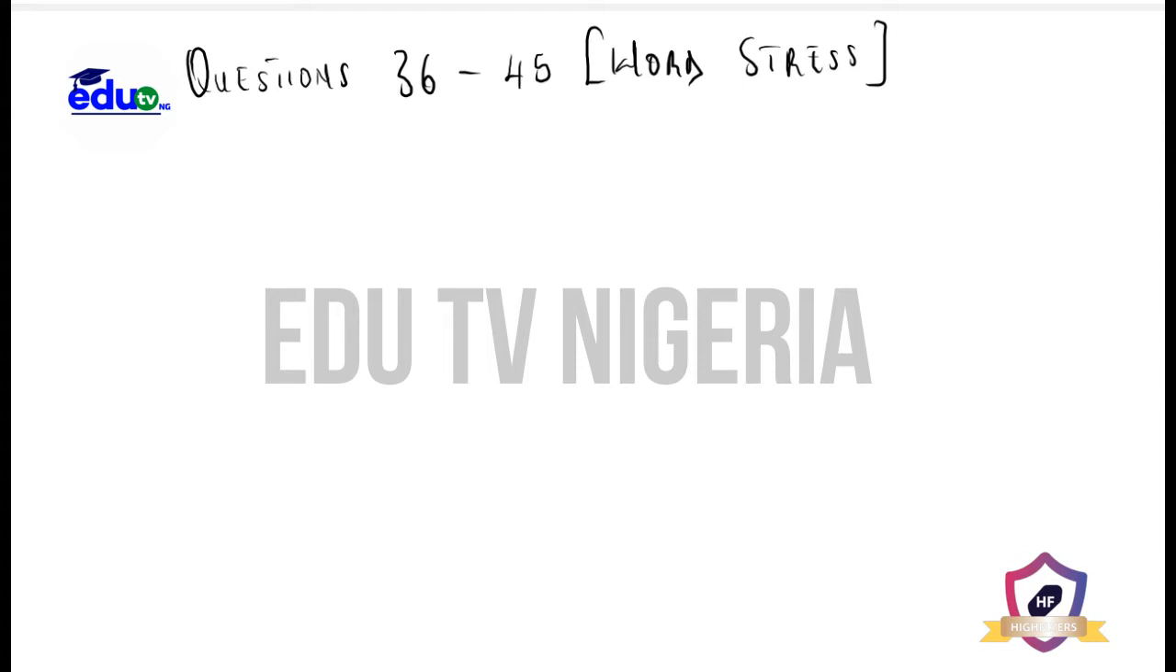Now 36 to 40 strictly focuses on the correct stress of a word. You're given a single word, and you're given so many options of the way that single word can be pronounced. So your duty is to look for the correct stress pattern, the way the word is correctly stressed. They give you a word of about 3 to 4 syllables, and then they give you different stress patterns of that same word. You have to pick the one that is correctly stressed. That is 36 to 40 for you. So let's look at the example that we have here.